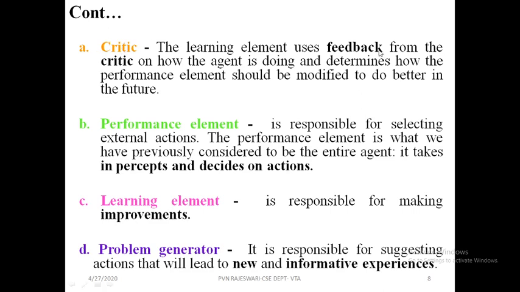Okay, if you observe this, the critic element is useful for the learning element, giving feedback on how the agent is doing and determining how the performance element should be modified. Okay, and the performance element will do some actions based upon its input and the actions you want to perform. The learning element will improve by making changes. The problem generator will do some new things, that is new algorithms, new experimentations.